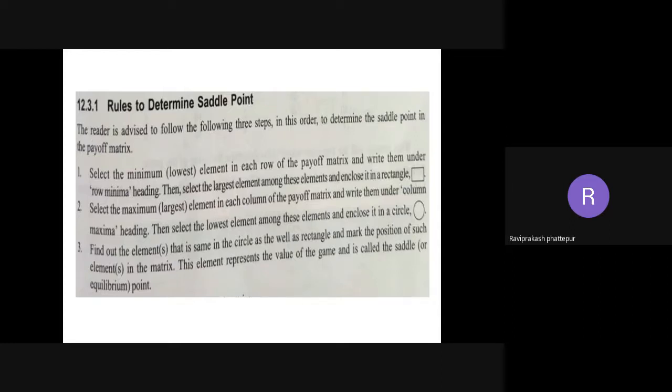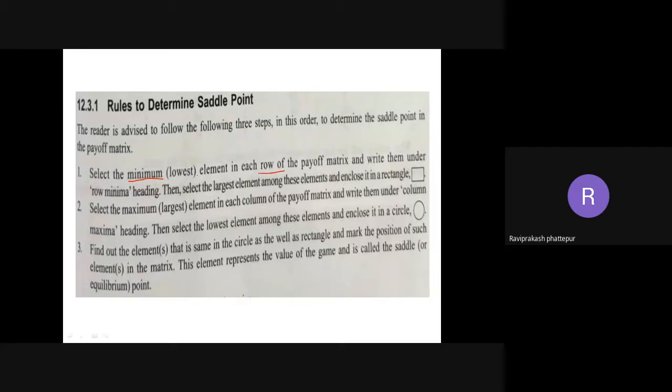So pay attention. Here the reader is advised to follow the following three steps in order to determine the saddle point in the payoff matrix. So what are those three steps? First one, select the minimum, that is the lowest element in each row. I'll underline the minimum. This is important: minimum and row. Maximum and column, we'll see that later.